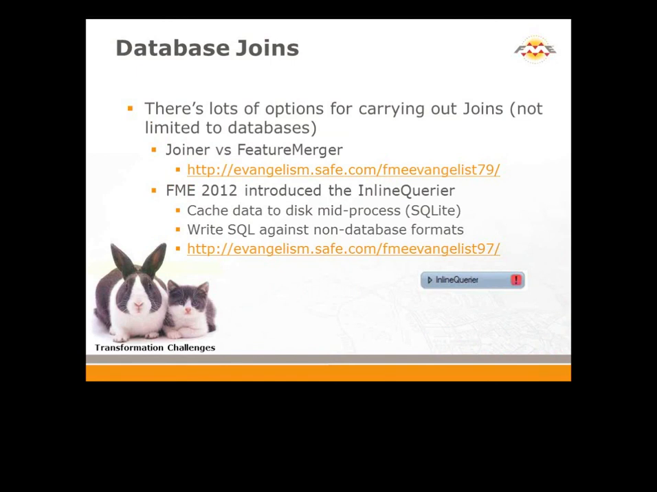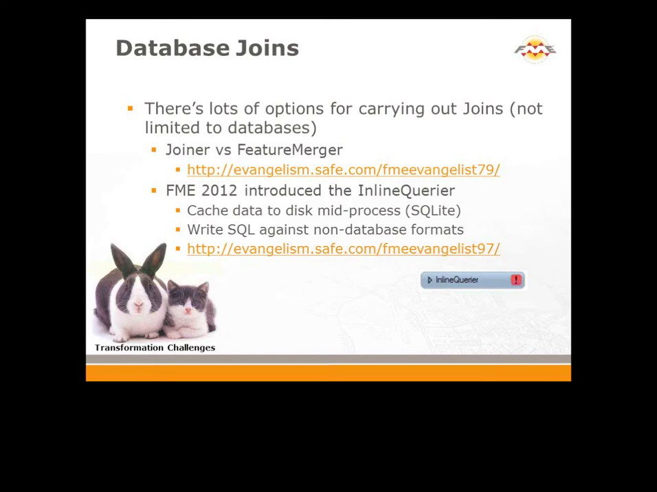Just to complete my section then, looking at database joins, when you want to join your geometry or your non-spatial features that you have passing through your workflow to a database or to any environment, there are really a number of transformers to take a look at. The Joiner versus the FeatureMerger. There's a great Evangelist blog, article 79, which I'd recommend you take a look at, comparing the two transformers and some of the sister and brother transformers to the Joiner and FeatureMerger, and how you might make use of those.